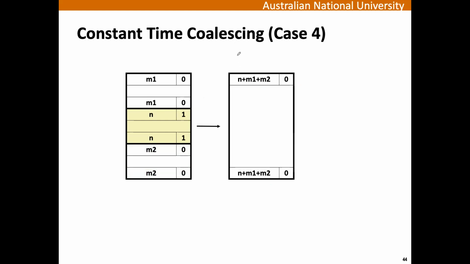I'm freeing the yellow block, and I see that to my left, the block is free. To my right, the block is free. So I'm just going to create one big coalesced block, and I'm going to add the sizes of all the blocks together. I'm going to have a header and a footer, and I'm going to set the allocate flags to 0. All right, pretty simple. And you will just write this code in a few minutes.